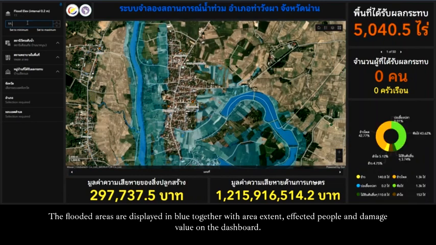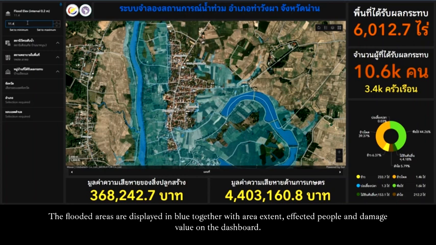The flooded areas are displayed in blue together with area extent, affected people, and damage value on the dashboard.